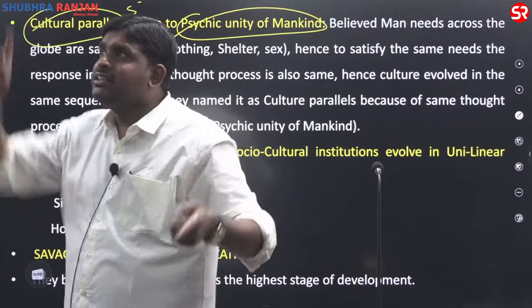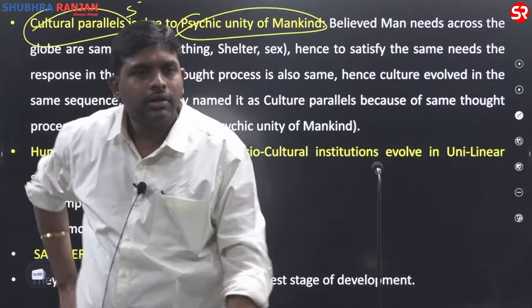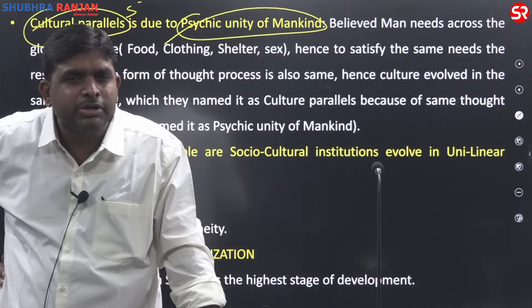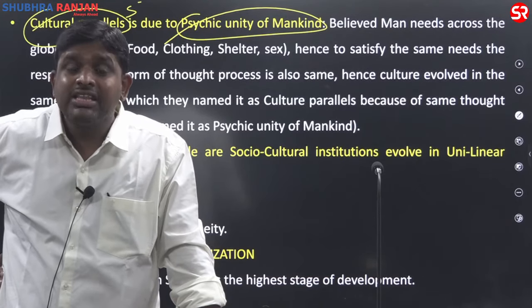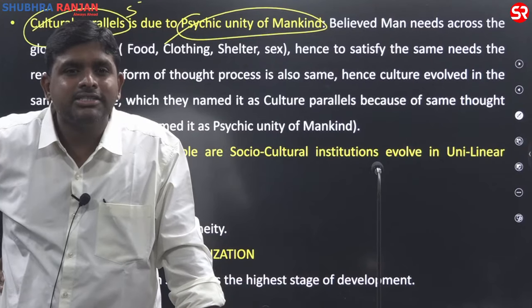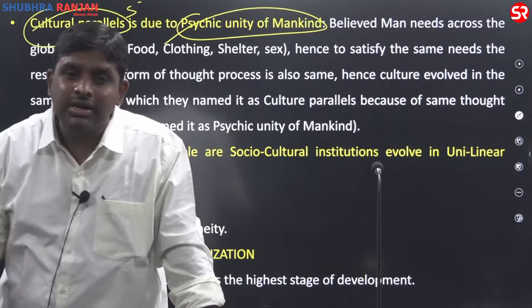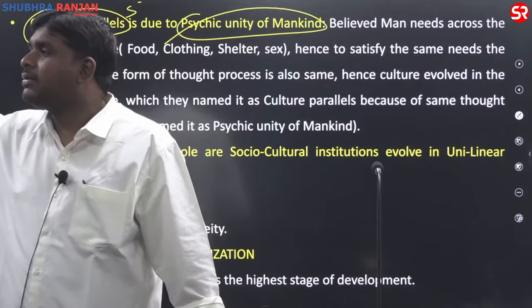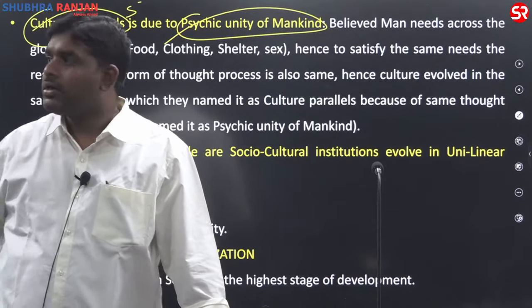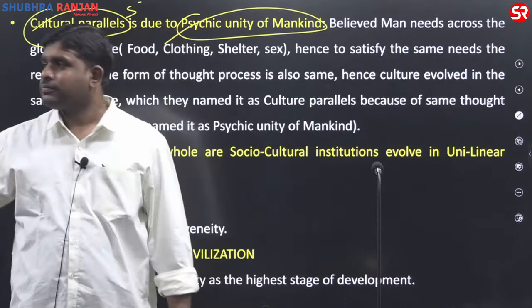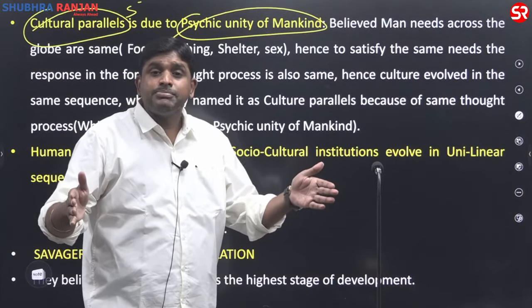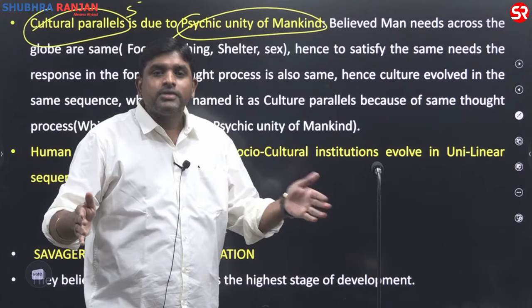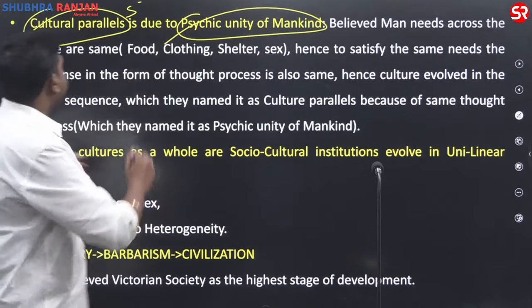So in that need, this person told to read this book. Will my response and your response be the same? My response and your response will be the same. The response is nothing but culture. When the cultures are the same, it is called parallels. Hence, culture parallels. This culture parallels is mainly due to the psychic unity of mankind. This is the fifth.